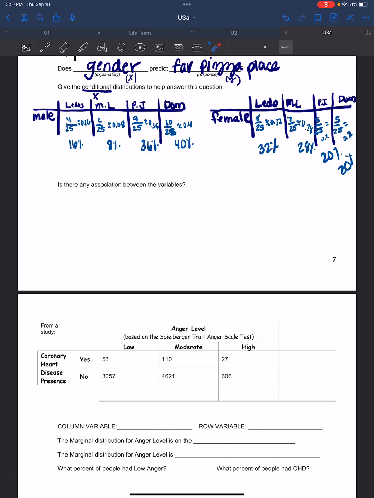When I look at this, for males, it appears that the lowest percents are Lido's and Mama Lucia's, and the higher ones are for Domino's and Papa John's, versus the lower ones for the females are Domino's and Lido's, and the higher ones for the females are Lido's and Mama Lucia's. So there actually is a difference between those. Have I proven it? No, but I notice it, and so I'm going to say I notice a relationship or a trend.